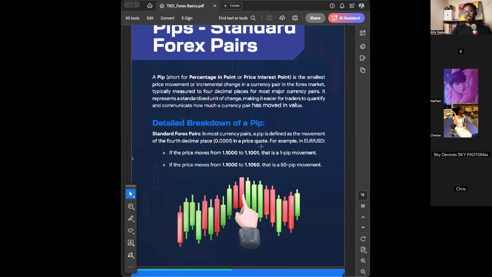So just like it says here, if we had 1.1000 and it moved upward, it increased in value to 1.1001, that's going to be 1 pip of movement. Okay. So here at the bottom, when it goes from 1.1000 to 1.1050, that is 50 pips of movement.